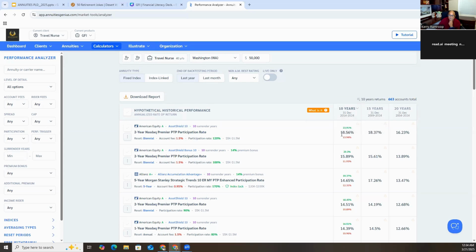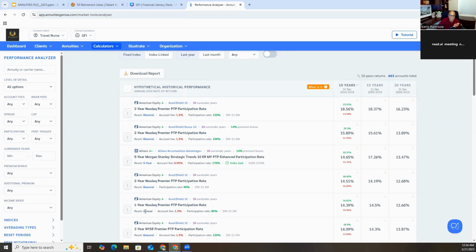On average, it performed 18%. On the high end, it performed in some accounts 23%. On the low end, 13%. It depends on what the index is. This is for this company, American Equity. It does have American Alliance and a couple others.